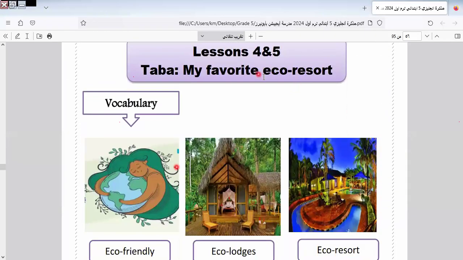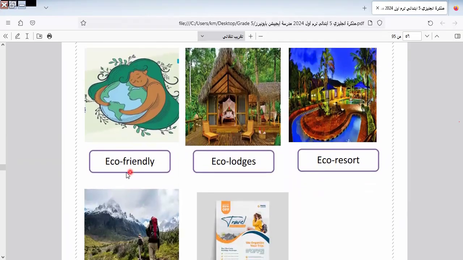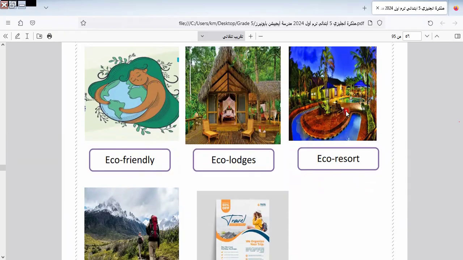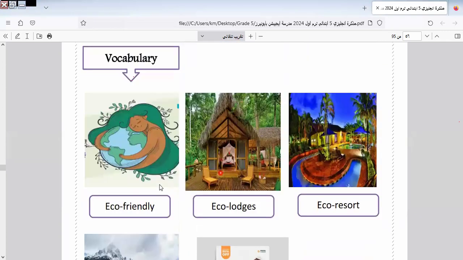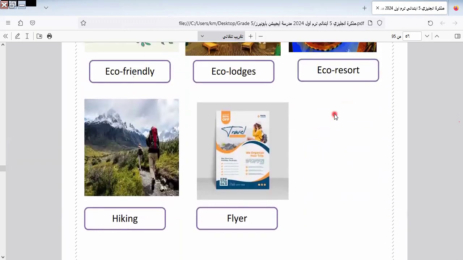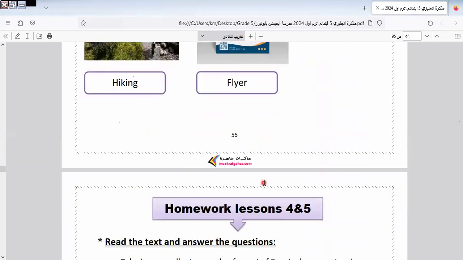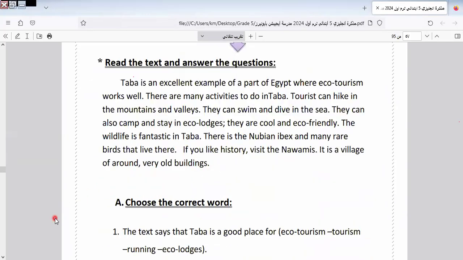Here are lessons 4 and 5. Taba, my favorite eco resort. Here is eco-friendly, eco-lodges, eco-resort, hiking. This is hiking. Flyer. Repeat after me: eco-friendly, eco-lodges, eco-resorts. I think resort, when we go to Sharm el-Sheikh or the Red Sea at all, we have resort, okay? Hiking. We have here a flyer. Here is a text. Let's read it together.